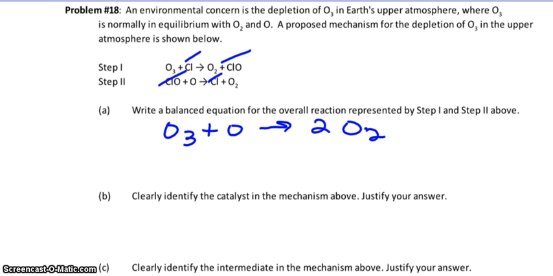Here it is being consumed, and here it's being made again, regenerated. So it is definitely the chlorine atom that is our catalyst in the above mechanism. It is consumed in step one, and it is a product in step two.